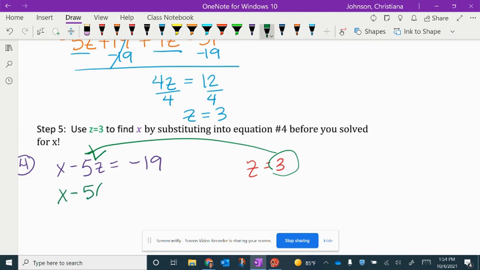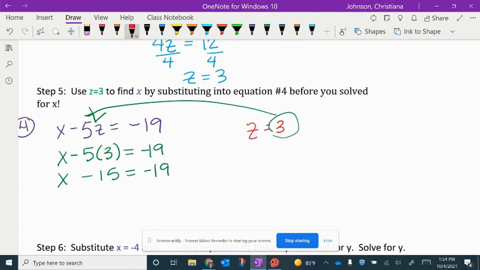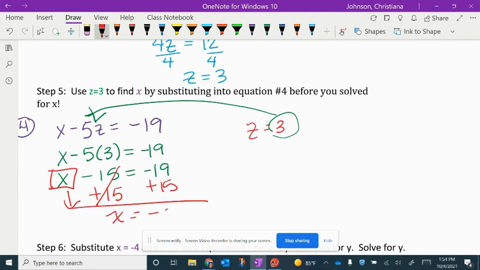x minus 5 times 3 is negative 19. x minus 15 equals negative 19. And then again, we're going to get x by itself. So we're going to add 15. And we find out that x is negative 4.